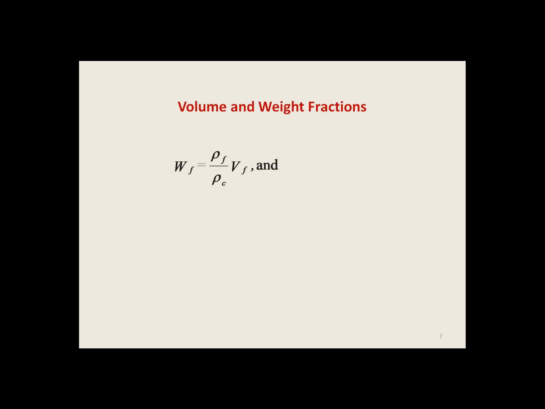Now, with the help of the above equations, which we had discussed in the previous slide, the mass fractions and the volume fractions can be correlated as capital Wf equals rho f by rho c into capital Vf. Similarly, we can define the weight fraction for matrix as the ratio of rho m by rho c into capital Vm.